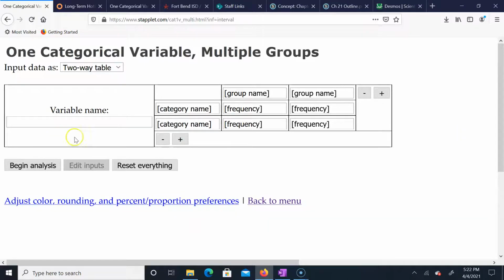And I'm going to call this variable surgery effectiveness. And then I'm going to give my group names here. The group names are surgery, people that got the surgery, and no surgery, people that did not get the surgery. So these are the 2 different groups. We split them up into 2 groups. And now we got our 2 different outcomes.